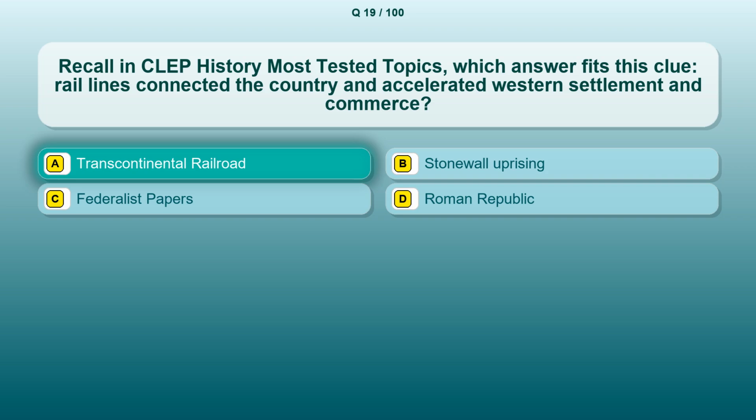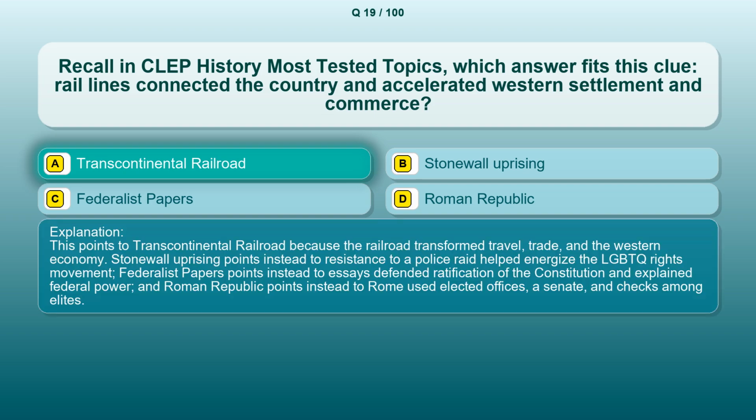The correct answer is option A, Transcontinental Railroad. This points to Transcontinental Railroad because the railroad transformed travel, trade, and the Western economy. Stonewall Uprising points instead to resistance to a police raid helped energize the LGBTQ rights movement. Federalist Papers points instead to essays defended ratification of the Constitution and explained federal power, and Roman Republic points instead to Rome used elected offices, a senate, and checks among elites.